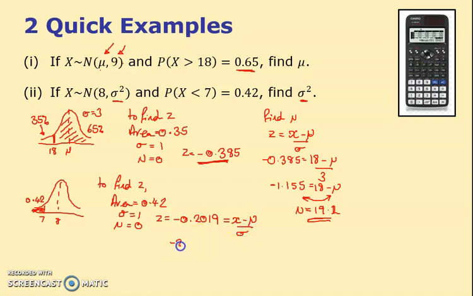And I can just jump straight to the fact this is equal to x minus mu over sigma. Let's put some numbers in there: minus 0.2019 equals my x, which was 7, minus my mu, which was 8, over sigma, which this time I'm after. And these two switch places, and effectively it gives me sigma equals 7 minus 8 over minus 0.2019. So I'll do that now. Menu 1, 7 minus 8 divided by negative 0.2019.